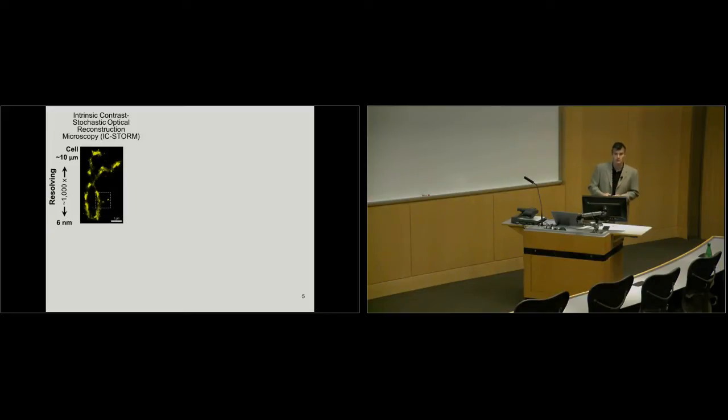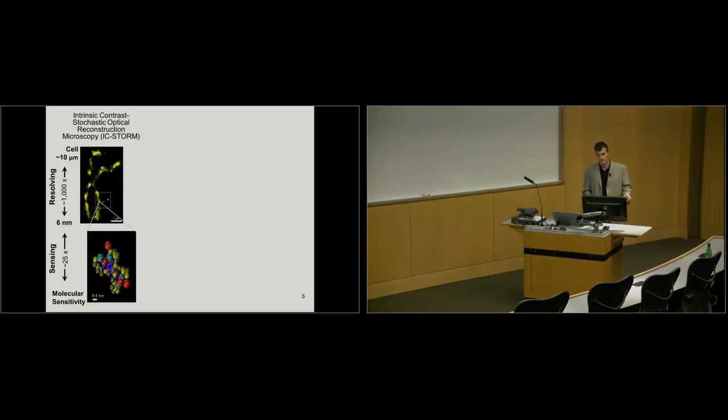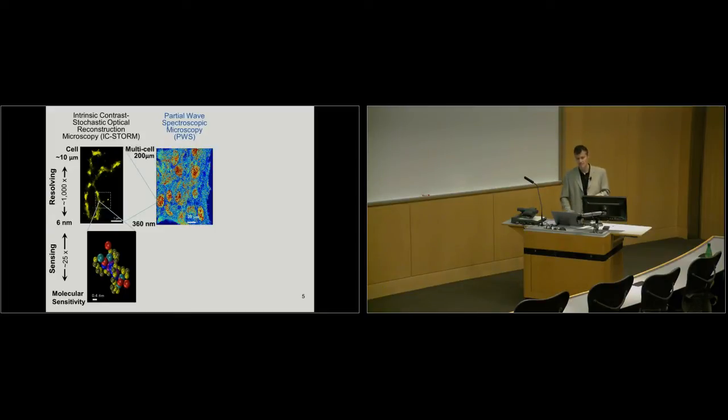So I just told you what STORM does. In this case, in IC STORM, you don't have to use labels. You can achieve 5 to 6 nanometer resolution, and then the sensitivity is further increased about 25 times, essentially going down to individual, potentially monomers, through the spectroscopic sensing. At a little higher level, there is partial wave spectroscopic microscopy, also known as nanocytology, which can image hundreds of cells at the same time.